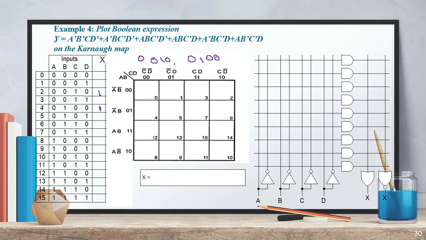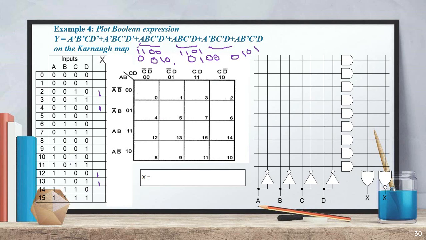Next go with A B C bar D bar. So AB means 1 1, C bar D bar means 0 0. So search 1 1 0 0 in this case, make it high. And in this case A B C bar D, so 1 1 0 1, where is 1 1 0 1, check it out, and in that case make it high. And the last two conditions are A bar B C bar D. A bar is 0, B C bar D, so it is 0 1 0 1.